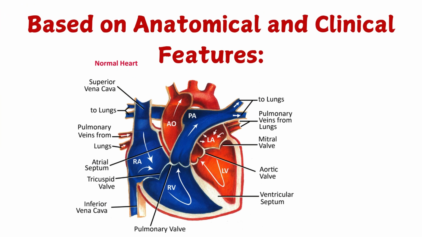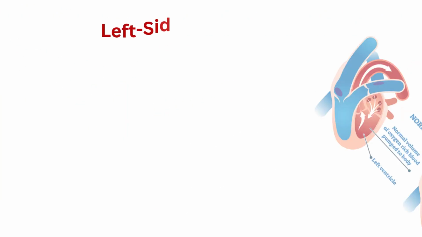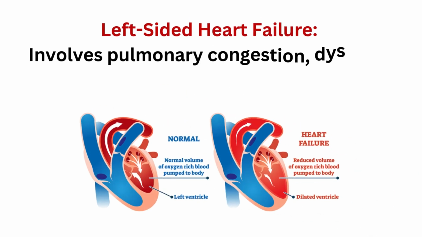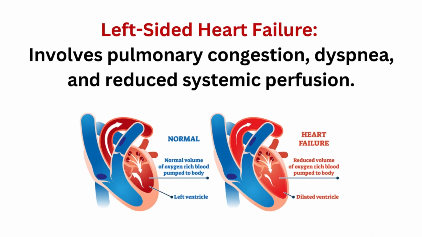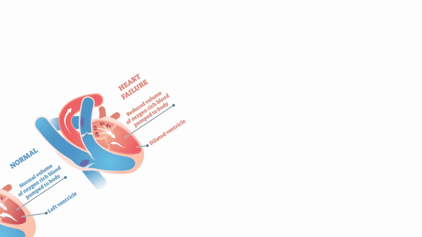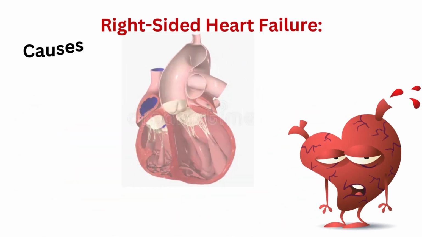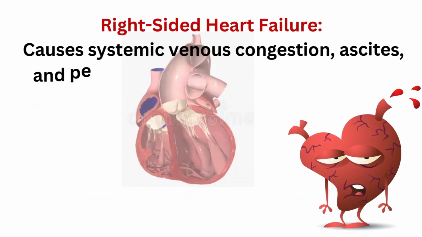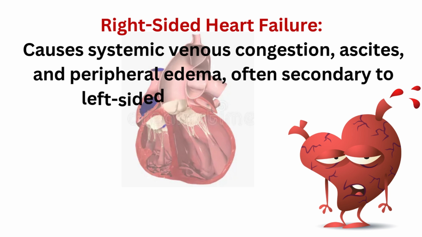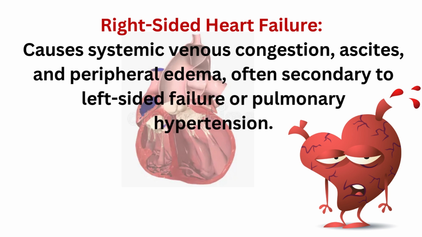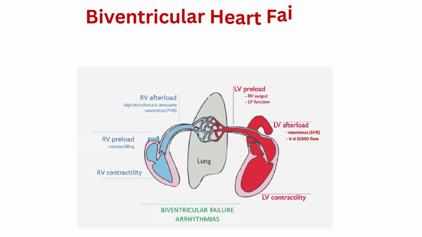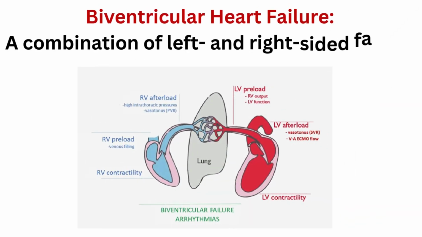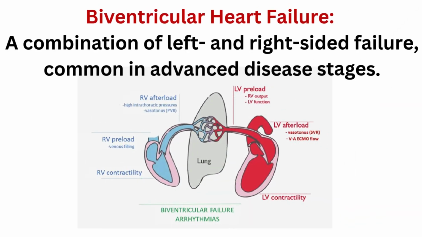Based on anatomical and clinical features. Left-sided heart failure involves pulmonary congestion, dyspnea, and reduced systemic perfusion. Right-sided heart failure causes systemic venous congestion, ascites, and peripheral edema, often secondary to left-sided failure or pulmonary hypertension. Biventricular heart failure, a combination of left and right-sided failure, common in advanced disease stages.